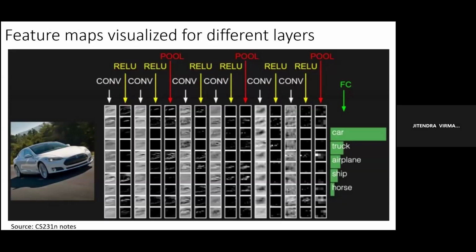Now this is the car image. This is the output of the first convolution layer, followed by ReLU activation and max pooling, and then the next convolution layer followed by ReLU activation and then max pooling. So you get different types of features, and at last the softmax function is going to classify it as a car, truck, aeroplane, ship, etc.